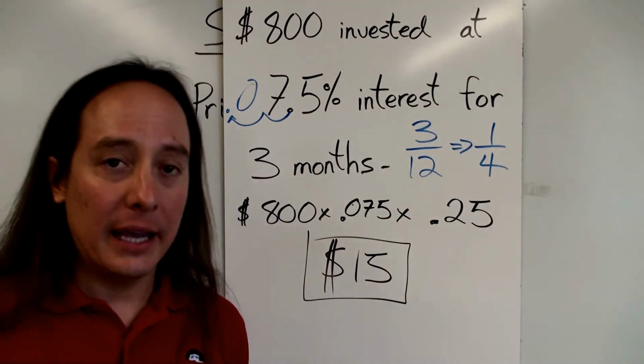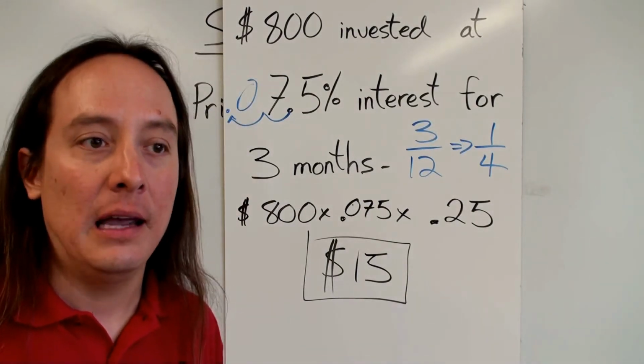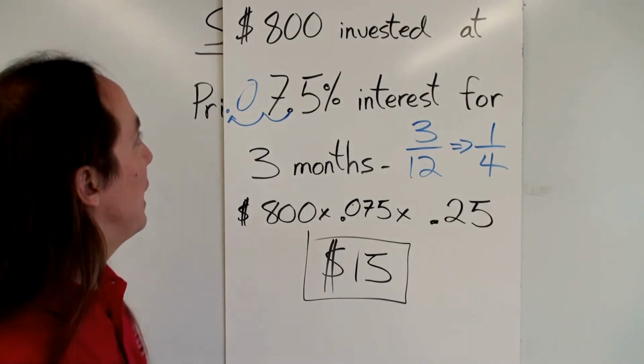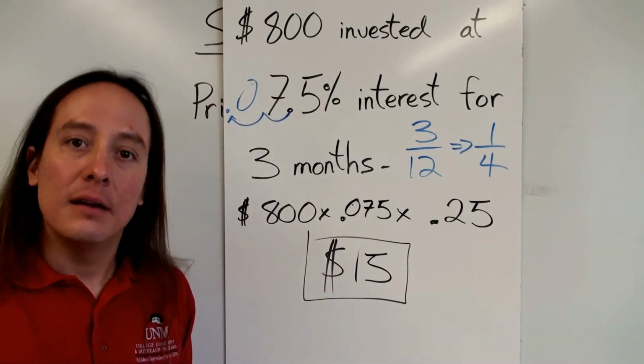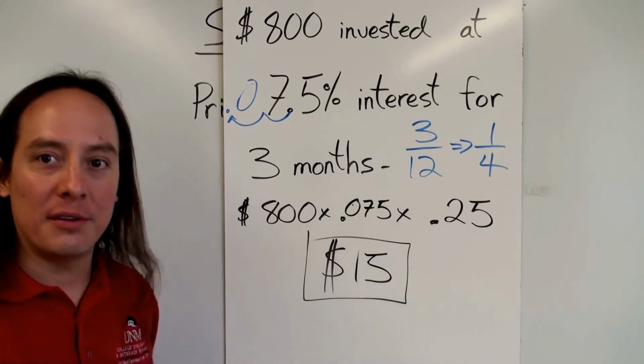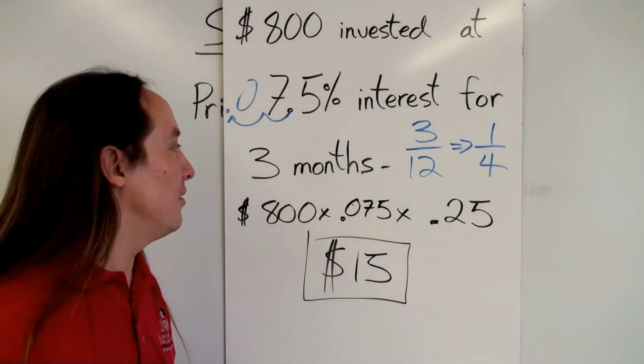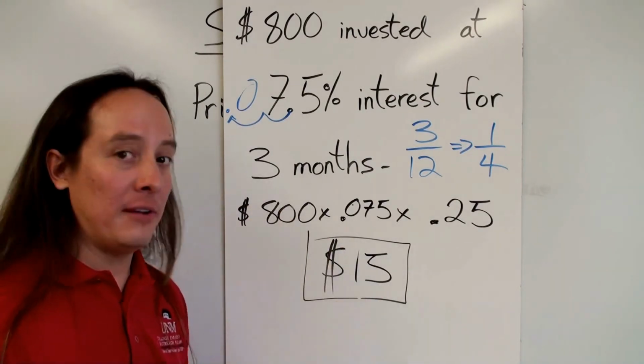So again, it depends on the question. If they only want to know what the interest is, then it's 15 bucks. If they want to know the total, then it would have to be 815 bucks, okay? Oh, yeah, well, that's how much they would owe us. I forgot. I thought it was a loan. It's not a loan. It's an investment. So we invest $800, and after 3 months, we would get 15 bucks.